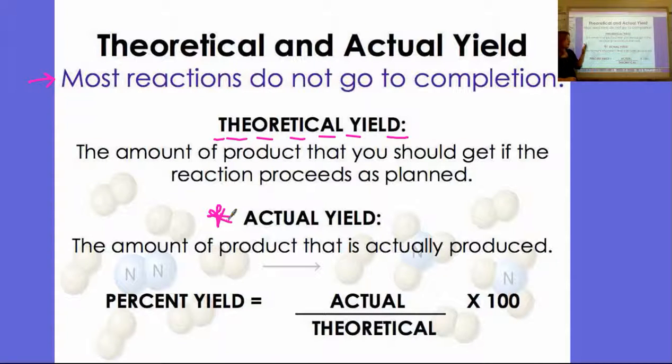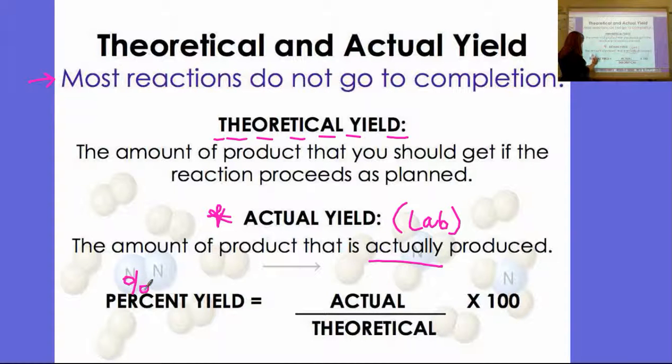We're going to try this in the lab. If you're back in the lab, maybe you spilled something or you didn't measure something properly, but the actual yield is the amount of product that is actually produced. These are usually your laboratory results.